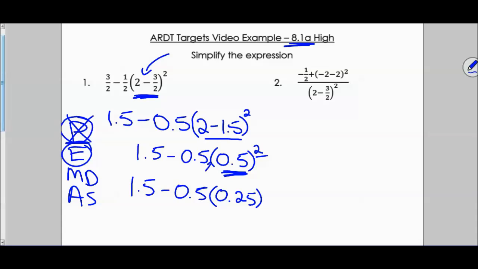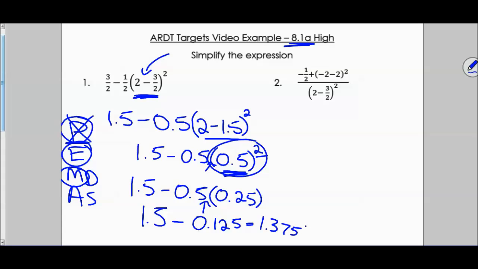This was multiplication to start out with. It should stay as multiplication. Doesn't really matter what we do to this. That should stay as multiplication. And that's going to be our next step. We see that we have multiplication here, so we're going to multiply there first. It's 1.5 minus 0.125. And we can see that's our last step. We're just going to do that subtraction, so that's 1.375.